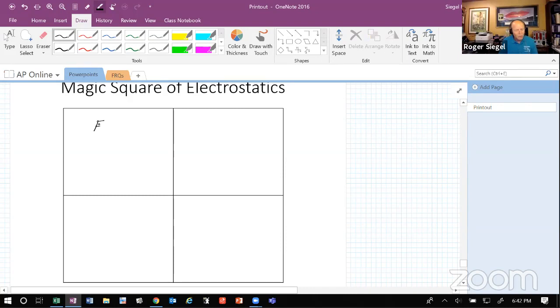And the force is something I'm so used to. I know force from mechanics. And so we know that force is equal to k Q1 Q2 over r squared. That's called Coulomb's law. And the units for that are newtons.